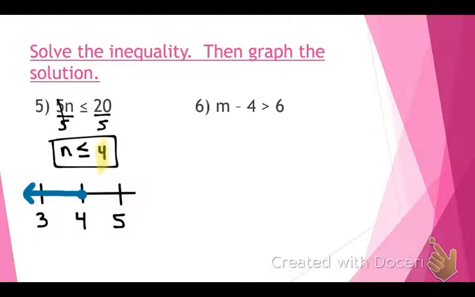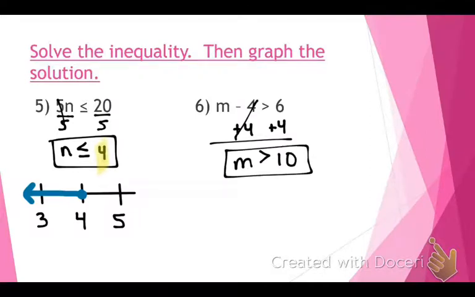How do I get rid of the negative 4? Positive 4 to both sides. Then I find out m is greater than 10. Okay, so that's your answer. Now I've got to just go ahead and graph it. What number goes in the middle? 10. What goes to the left? 9. And bigger, 11. Okay, is this open circle or closed circle? Why is it open?